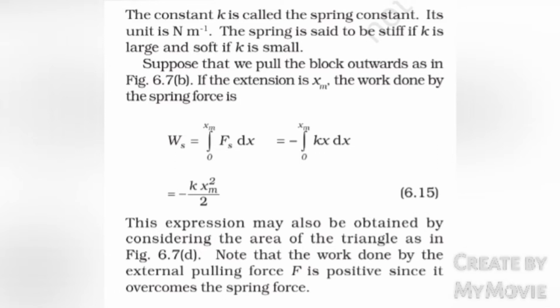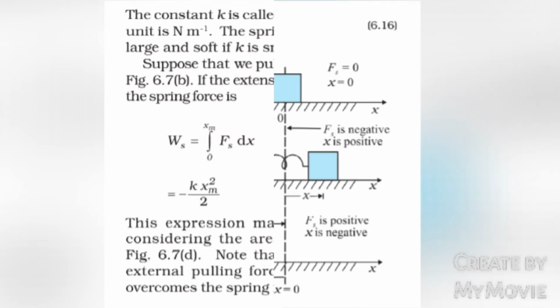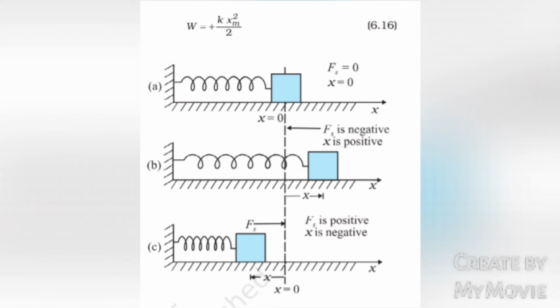Suppose that we pull the block outside as in figure 6.7b. If the extension is xm, the work done by the spring force is Ws equals integral 0 to xm Fs dx, which equals minus integral 0 to xm kx dx, which equals minus k xm square by 2. This expression may also be obtained by considering the area of the triangle as in figure 6.7d. Note that the work done by the external pulling force F is positive since it overcomes the spring force. W equals plus k xm square by 2.